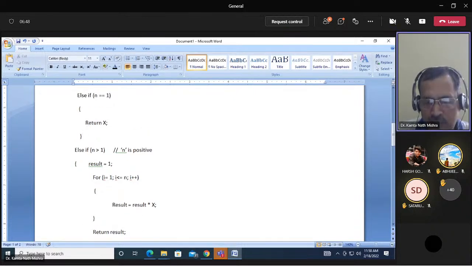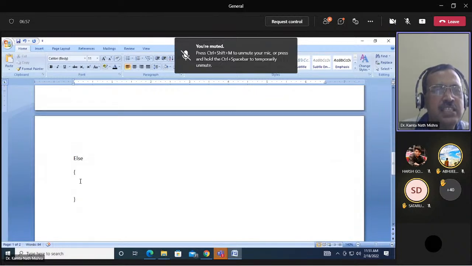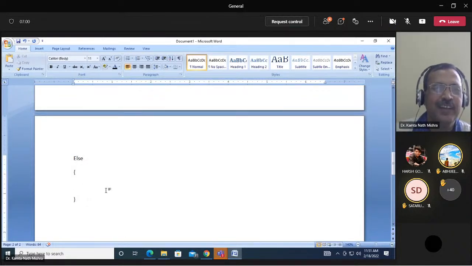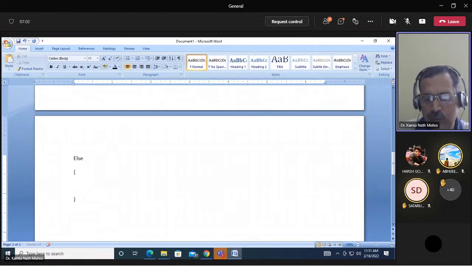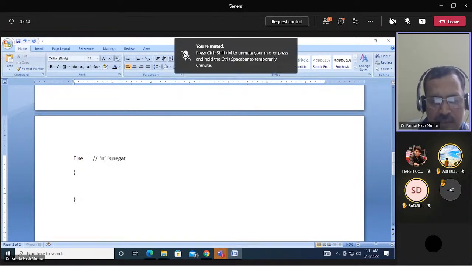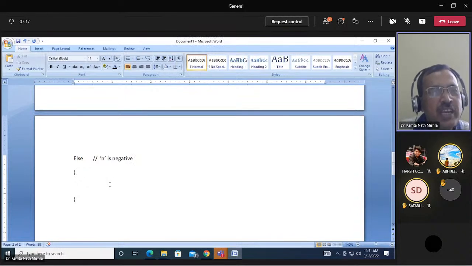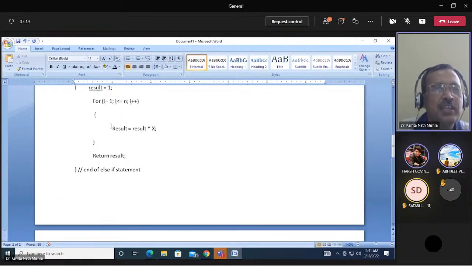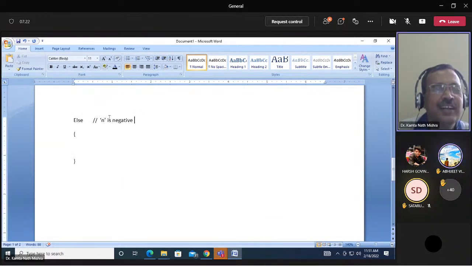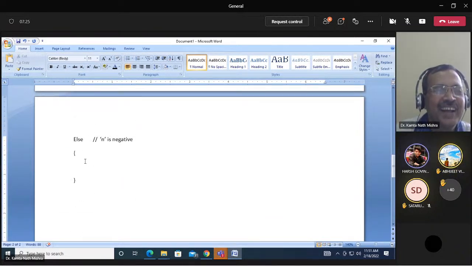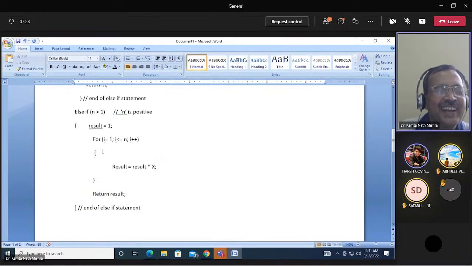This is also the end of the else if statement. Now come to the last case, the else statement. It shows that n is negative. So what should I write here? Result equal to the same as the if else part, and we will return the reciprocal of the answer. Very good.